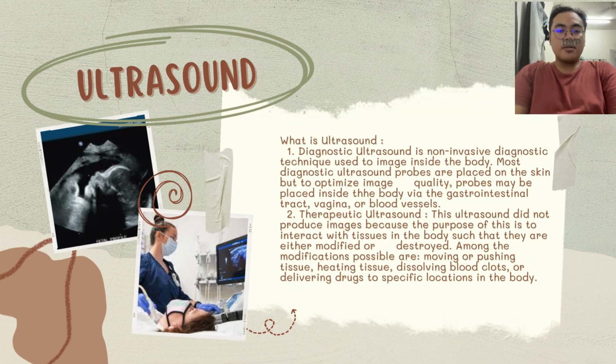Lastly is ultrasound. There are two types of ultrasound, diagnostic ultrasound and therapeutic ultrasound. Diagnostic ultrasound is a non-invasive diagnostic technique used to image inside the body. Most diagnostic ultrasound probes are placed on the skin, but to optimize the image, probes may be placed inside the body via the vagina or a blood vessel.